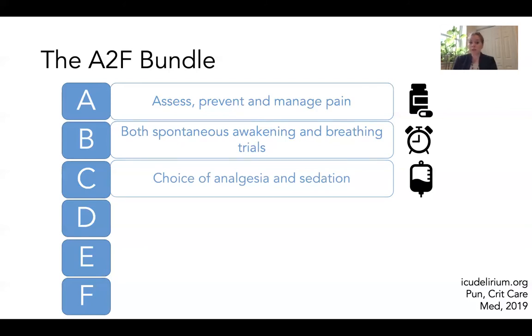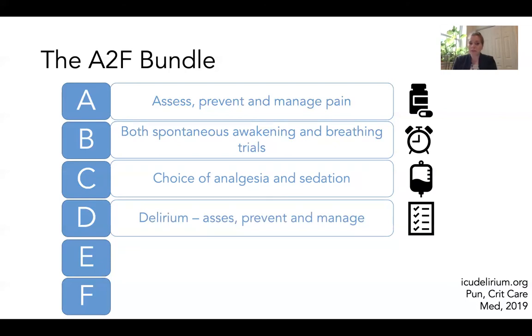C stands for choice of analgesia and sedation. Sedation should be monitored using a standardized scale, such as the commonly used Richmond Agitation Sedation Score. And clinicians should use the lightest sedation possible, which achieves the appropriate ventilator synchrony and analgesia. Though medication shortages may limit your choices, benzodiazepines should be avoided as much as possible, given high rates of delirium, of withdrawal syndrome, and worsened patient outcomes with this class of medication.